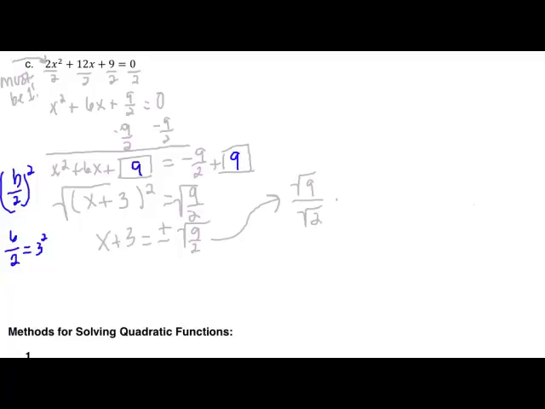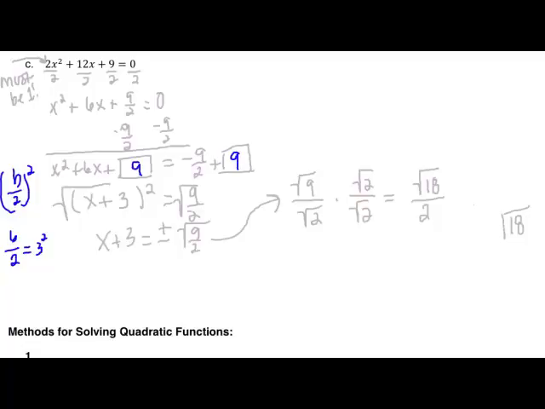So we have to multiply by the square root of 2 over the square root of 2, so we can get rid of that radical. So in our denominator we have the square root of 2 times the square root of 2, which is the square root of 4, which we know is 2. In our numerator we have the square root of 9 times the square root of 2, which is the square root of 18. Now we need to do our birthday cake to simplify 18.